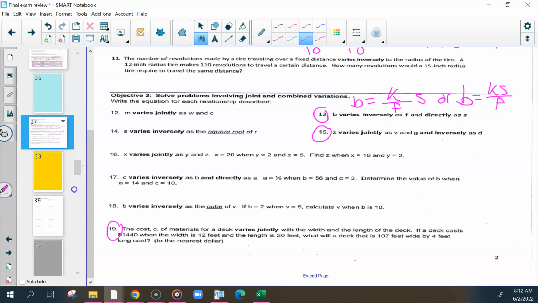For 15, Z varies jointly, so it's going to be Z equals jointly as B and G. So you have to have a K, and you're multiplying B and G. And inversely as D, so that means all of this is dividing by D. Any questions on that one?